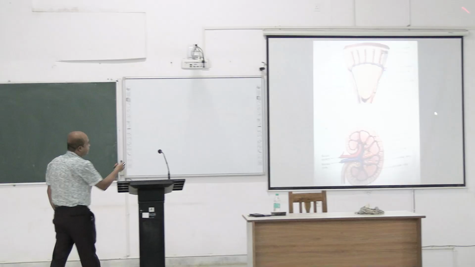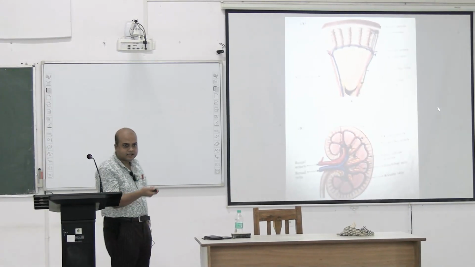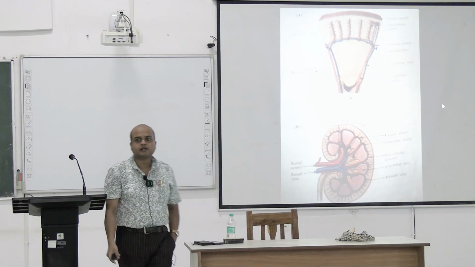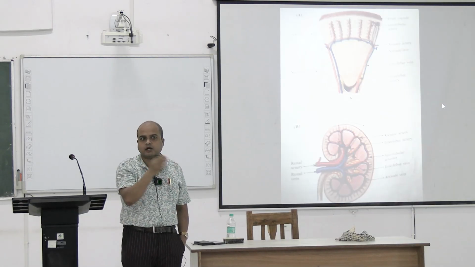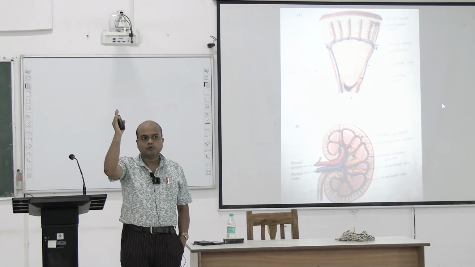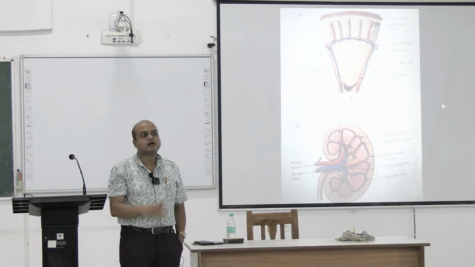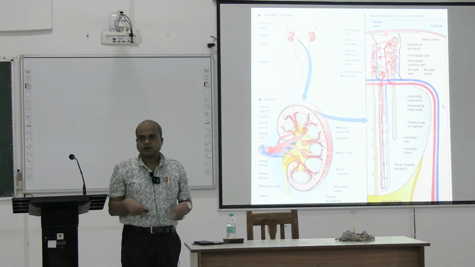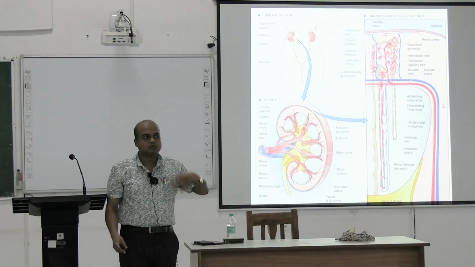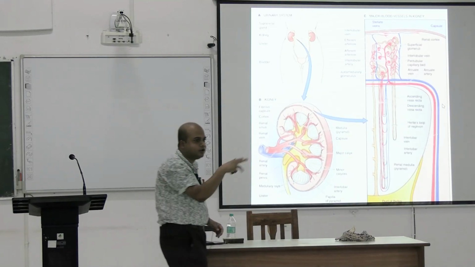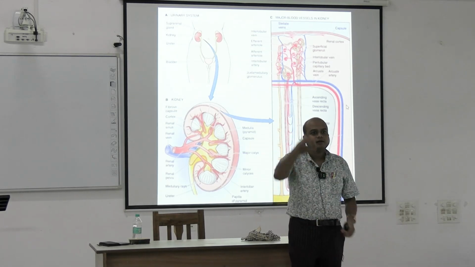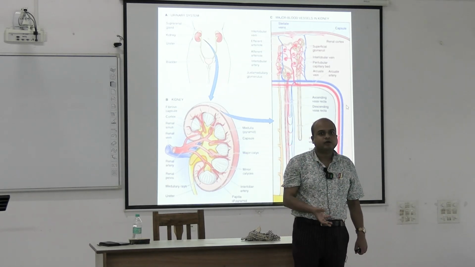Interlobar to arcuate. As they go round the pyramid, at the base of the pyramid at the corticomedullary junction, it becomes the arcuate artery. Then into the interlobular, and from there different branches, ultimately into the afferent arteriole around the glomerulus, which is the cup-like structure, the glomerulus and Bowman's capsule. The afferent arteriole will form the glomerular capillaries.